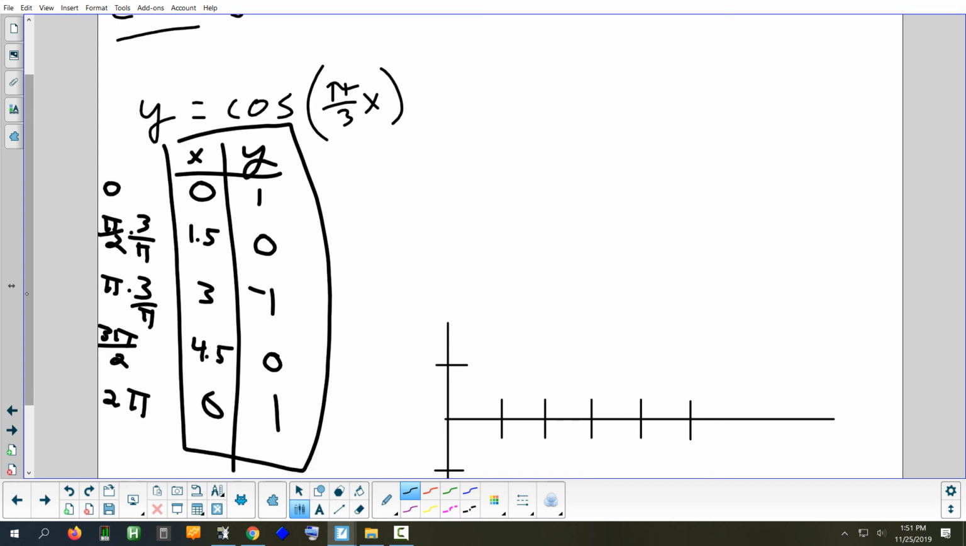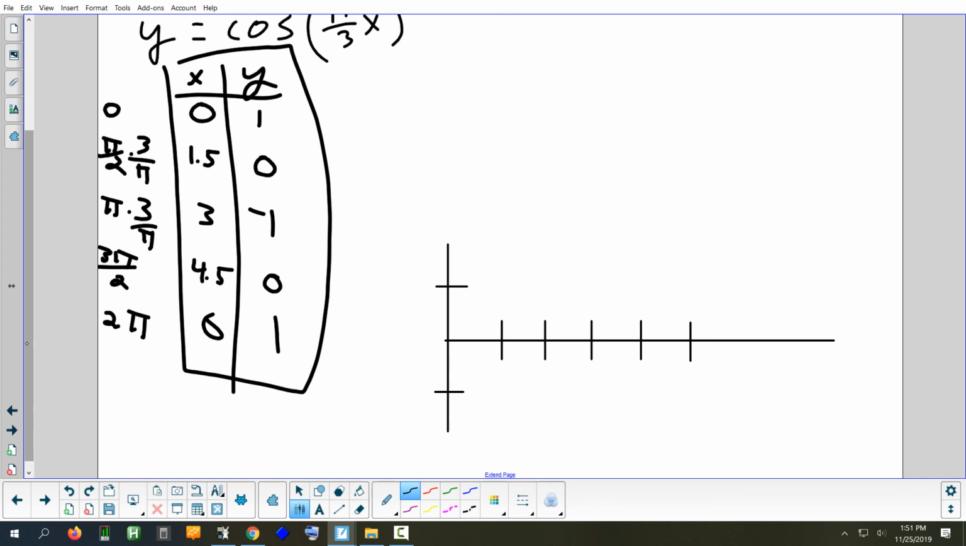Whoa, that's so nice. So now when you sketch this one, if you wanted, you don't have to label anything. 0, 1, 1.5, 0, 3, negative 1, 4.5, 0, 6, 1. Oh my lord. That's something. That's amazing. Wow.